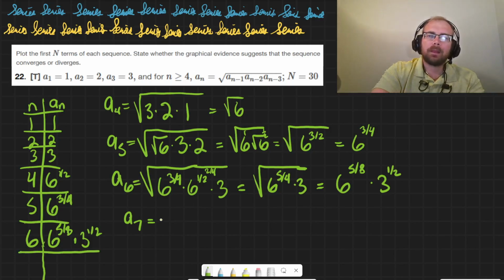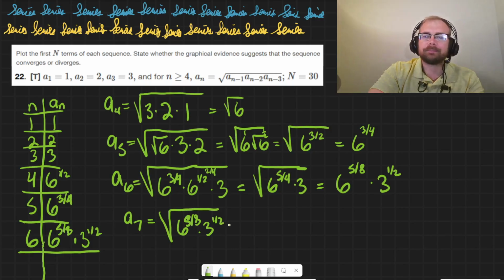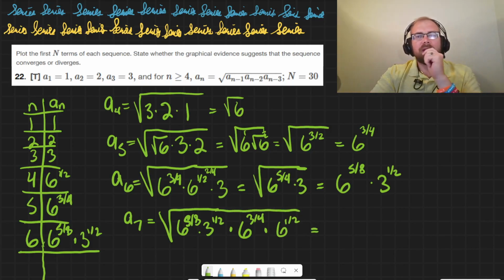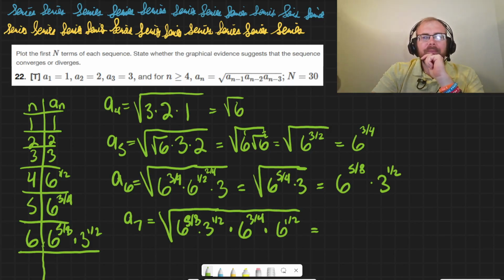A to the 7th, so we take the square root of the previous term, which is that and that. That's supposed to be a 5/8. The previous term, and then the one before that, 6 to the 3/4, and then the one before that, 6 to the 1/2. Lots of different 6's here, so I would add 5/8, 3/4, and a half. Do they add up to 5/8? That's how we got there in the first place. Actually, no, they don't. Just kidding. They add up to 5/4. So that's 6 to the 5/4 plus 5/8.